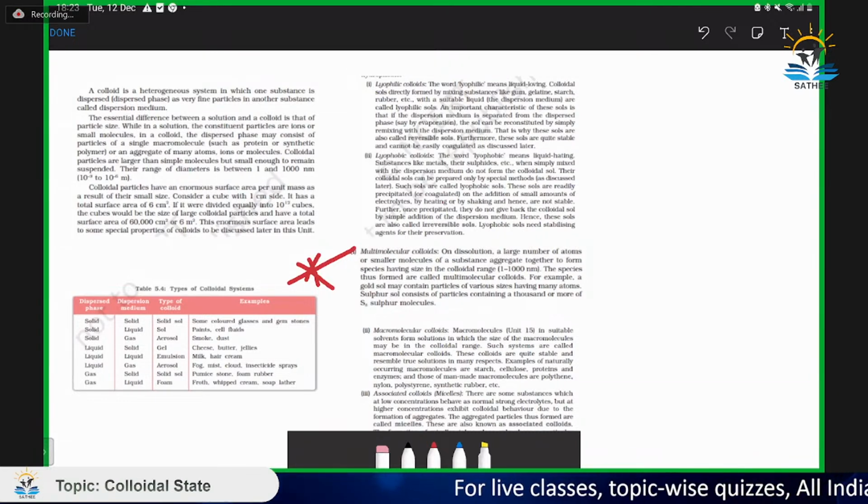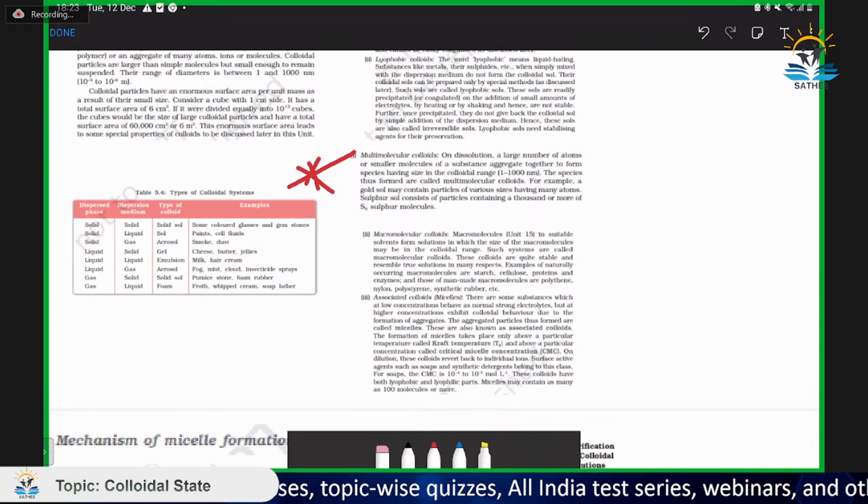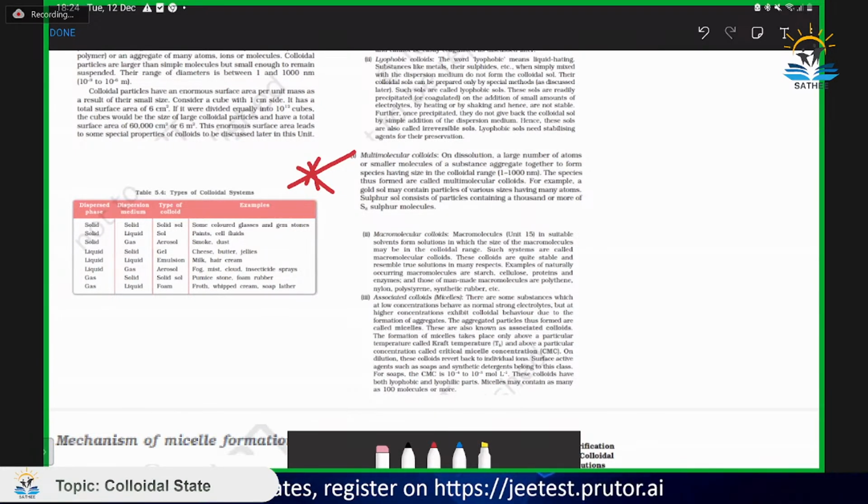Another distinction is multimolecular, macromolecular, and associated colloids. Associated colloids are micelles. Multimolecular colloids are the aggregate type, where dispersed phase particles reach the size required for a colloid by combining, like 5 to 6 or hundreds of molecules combining to reach the needed size, and now the whole thing is one unit of dispersed phase. Aggregation of dispersed phase particles to form a colloid is multimolecular.